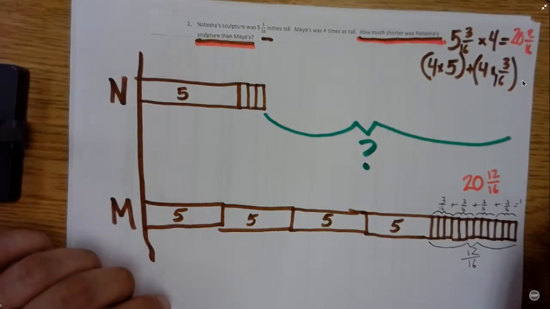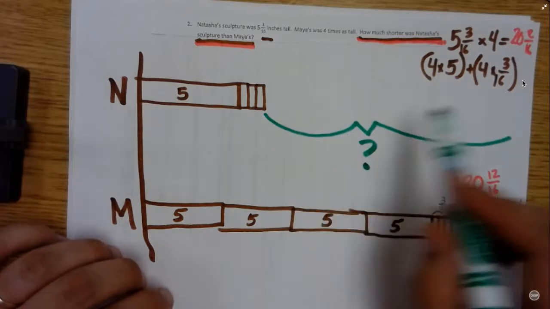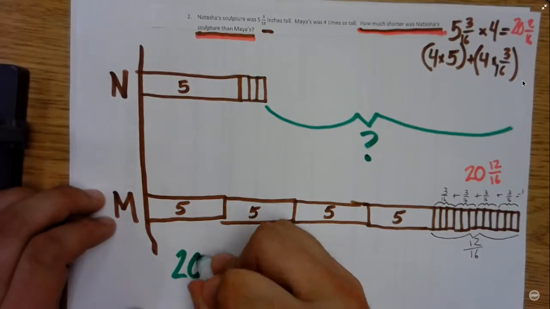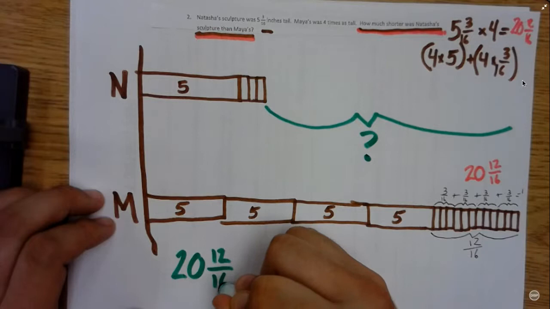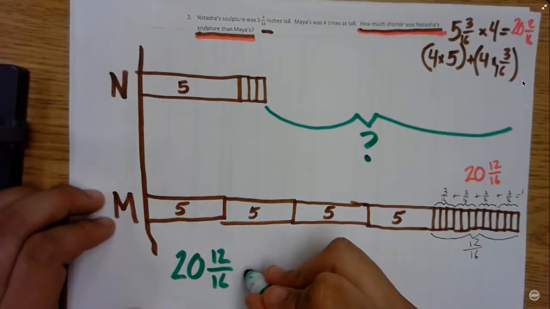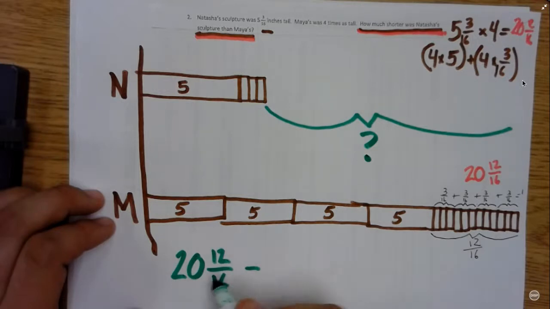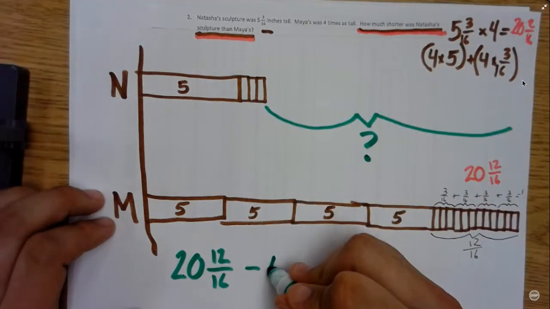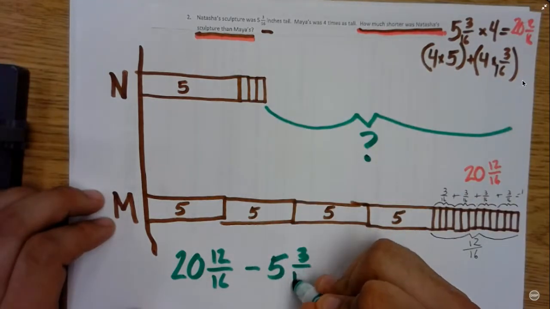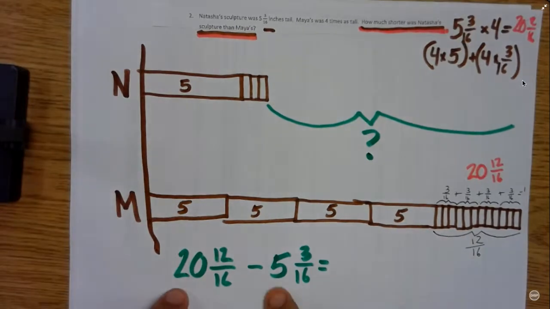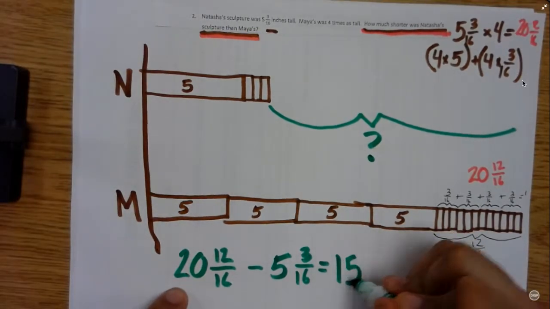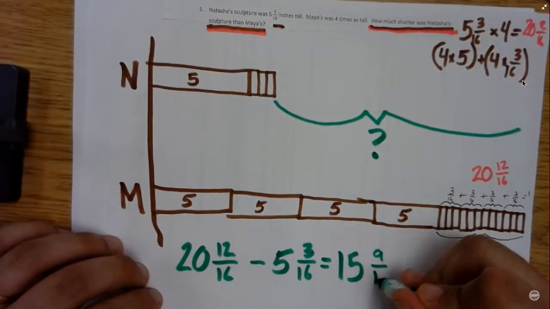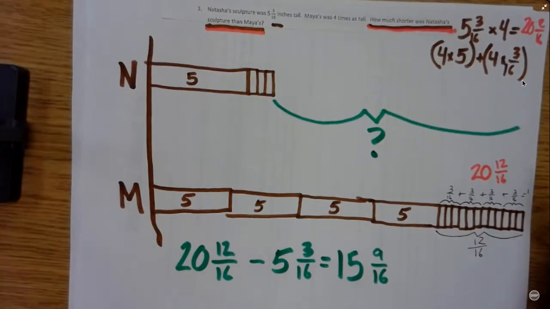One option might be to say, if we're trying to find the difference, I know that Maya's is 20 and 12 sixteenths inches, and Natasha's is 5 and 3 sixteenths. And this is one of those great opportunities where we don't have to do any regrouping. 20 minus 5 equals 15, and 12 minus 3 equals 9. 15 and 9 sixteenths should be our difference.